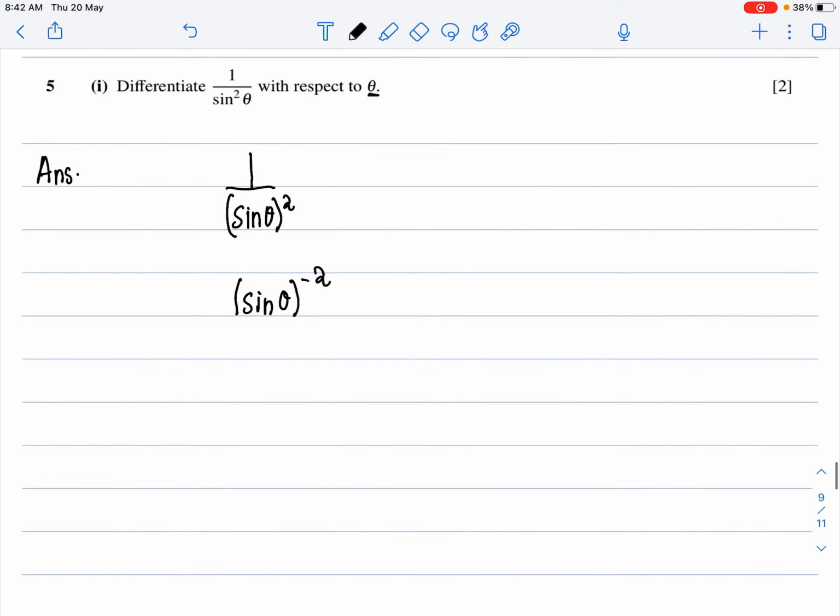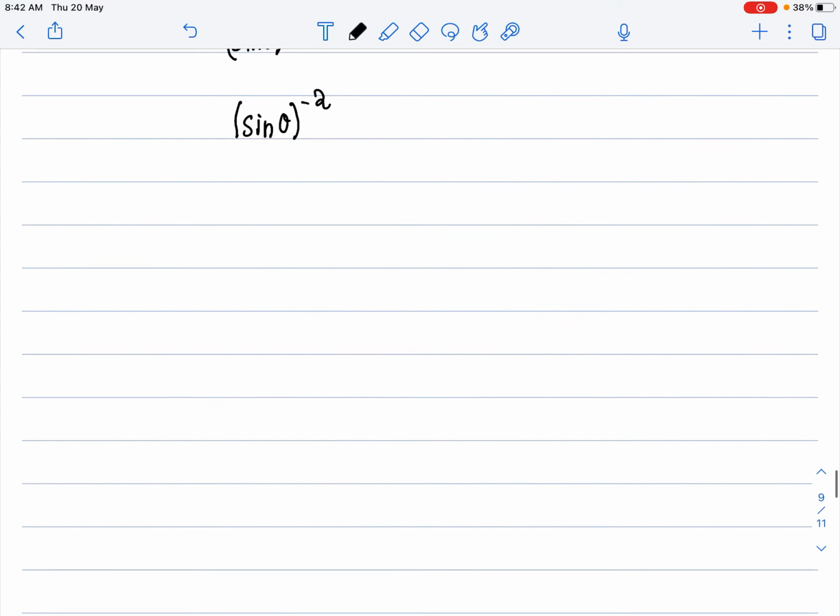So, how do I differentiate something like this with respect to theta? d by d theta, correct? Which is now equal to, first, to differentiate something like this, I take the outer bracket first. So I write this as minus 2 sine theta raised to minus 2 minus 1. But now, because there's a bracket, the chain rule will apply and the differentiation of sine theta will be multiplied. The differentiation of sine theta is cos theta.